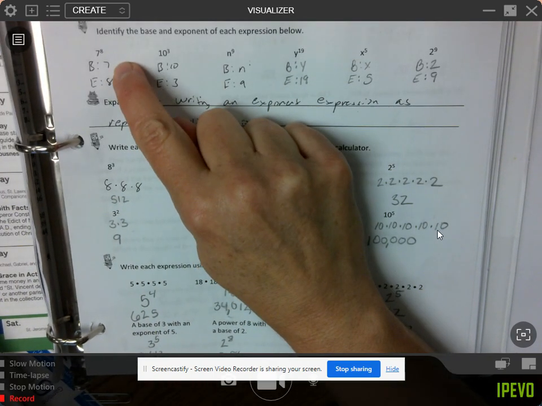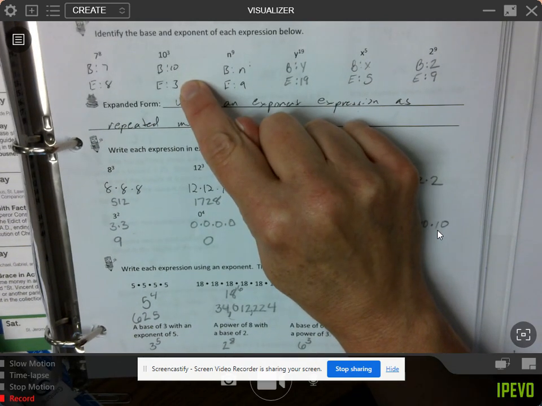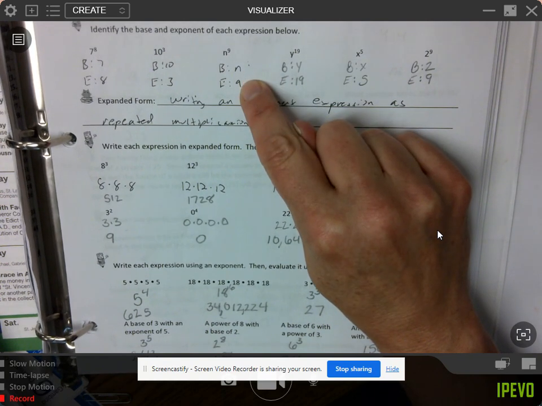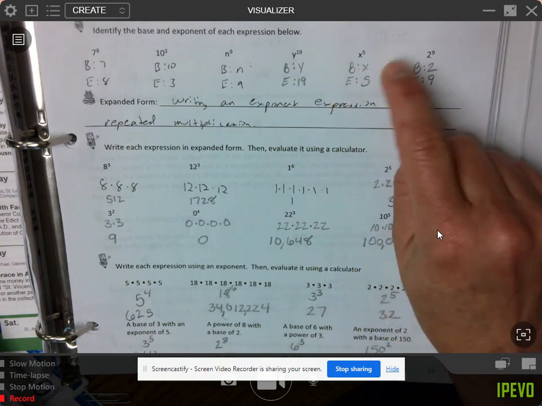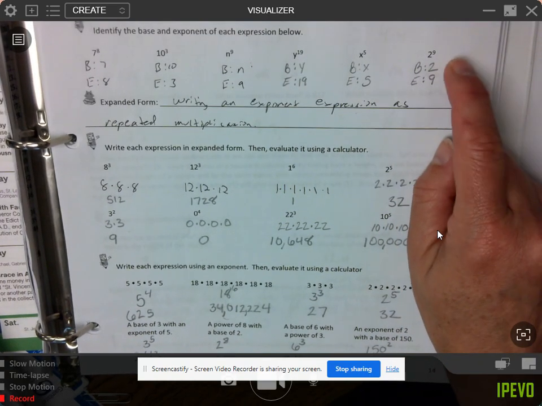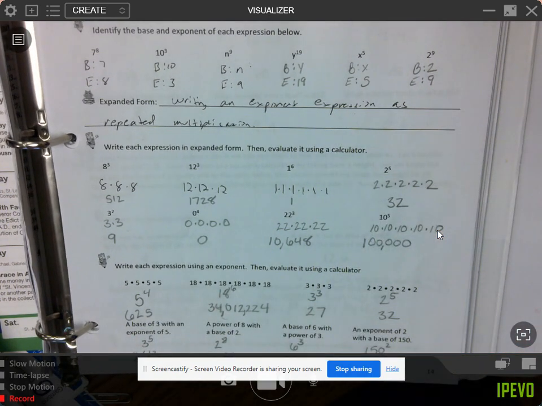So our base is 7, the exponent is 8. Base is 10, exponent is 3. Base was n, exponent is 9. Base is y, exponent is 19. Base is x, exponent is 5. Base is 2, exponent is 9. Any questions on the base, the big number at the bottom, or the exponent or power?